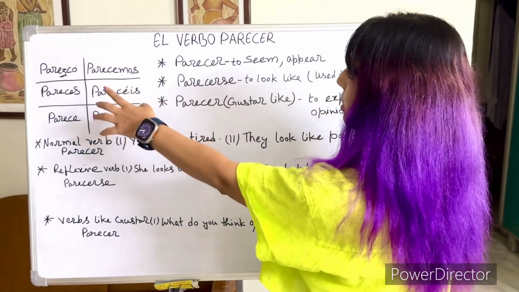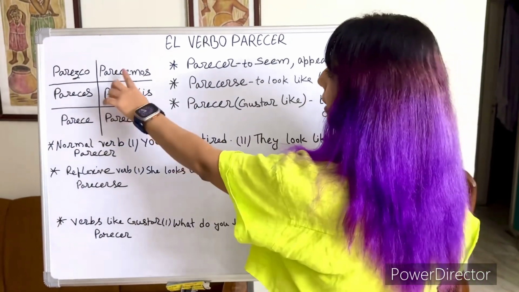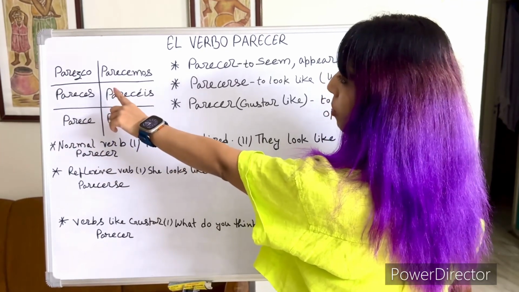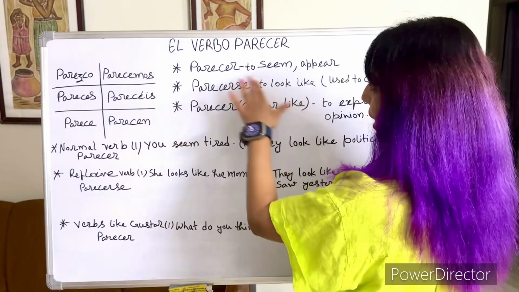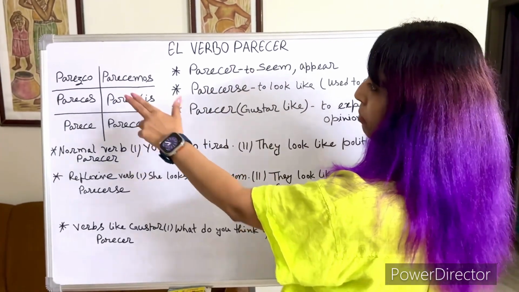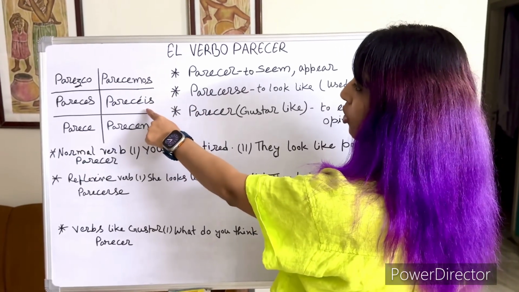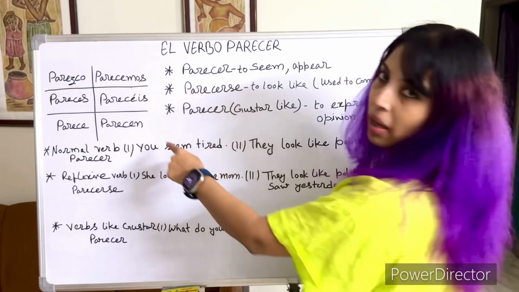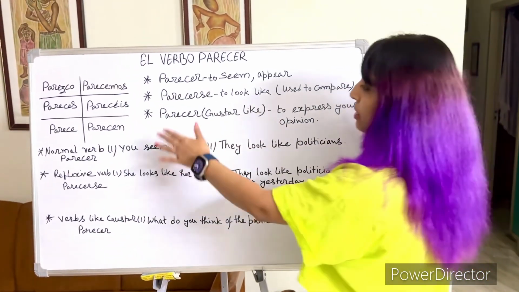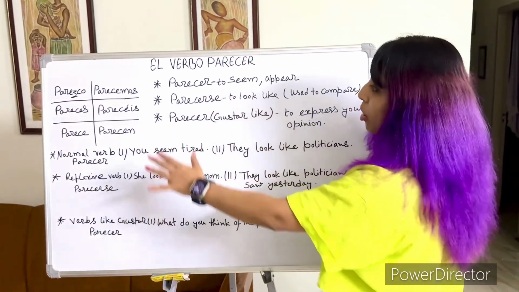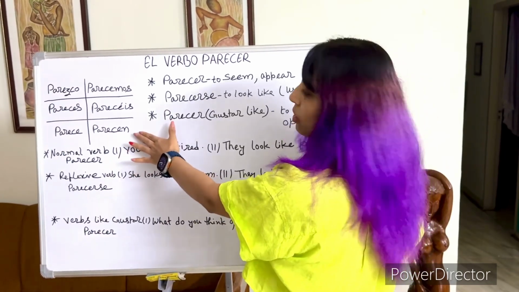So parecer is an irregular verb for the yo form, and the yo form conjugation of parecer is parezco. Then it is as per any other ER ending verb: pareces, parece, parecemos, parecéis, with an accent on the E for the vosotros form, and then parecen for the third person plural. I am not going to explain this chart because you guys already know how this chart works.